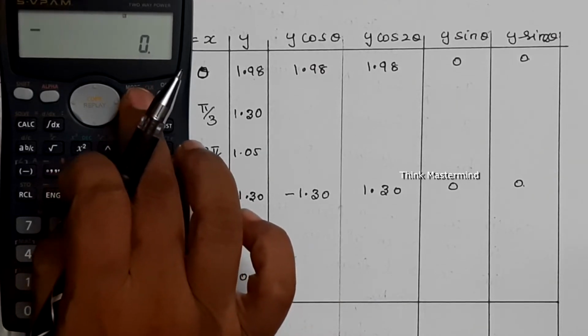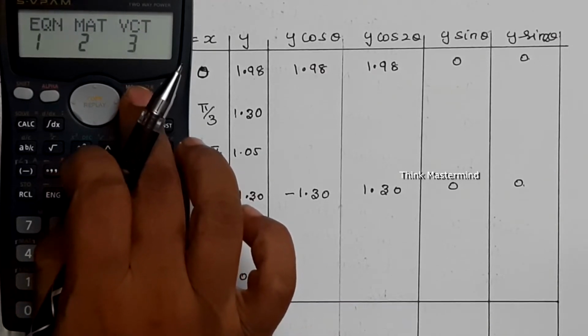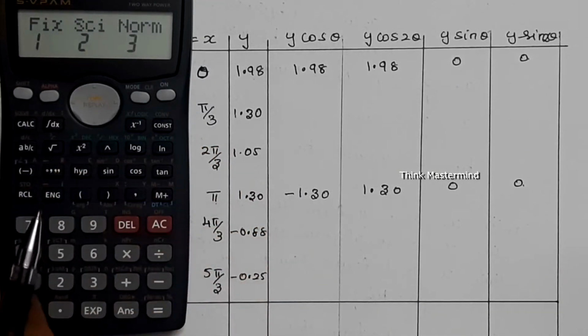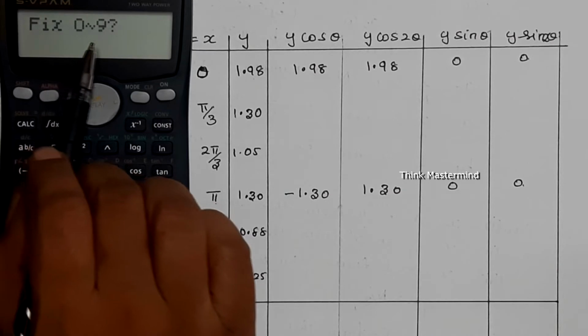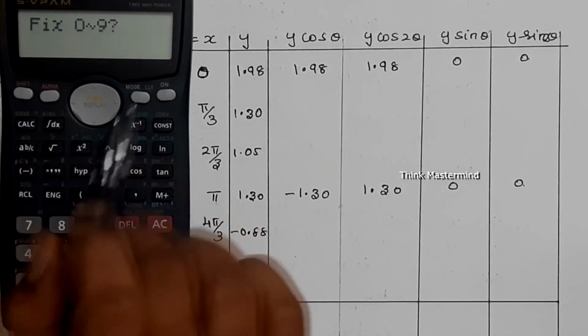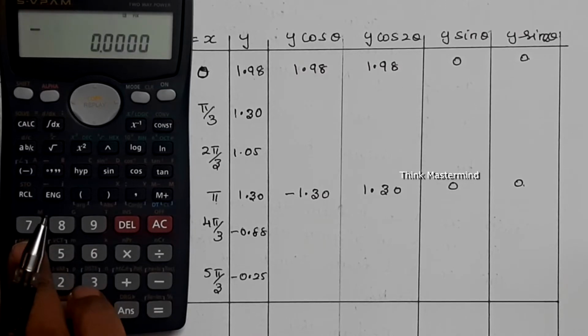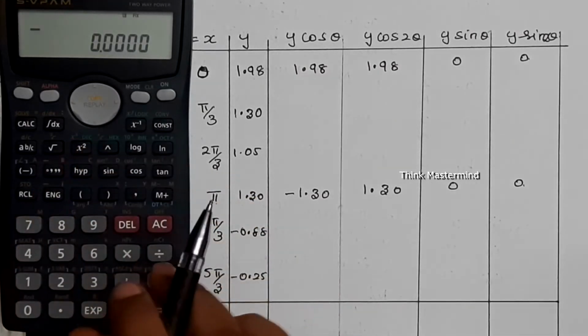So you go to mode again and the second time you press it. That option is Fix, that is, you select 1. It will ask how many digits you are going to fix. Here I am taking 4 digits, so I am clicking 4. So your 4 digit value has appeared.